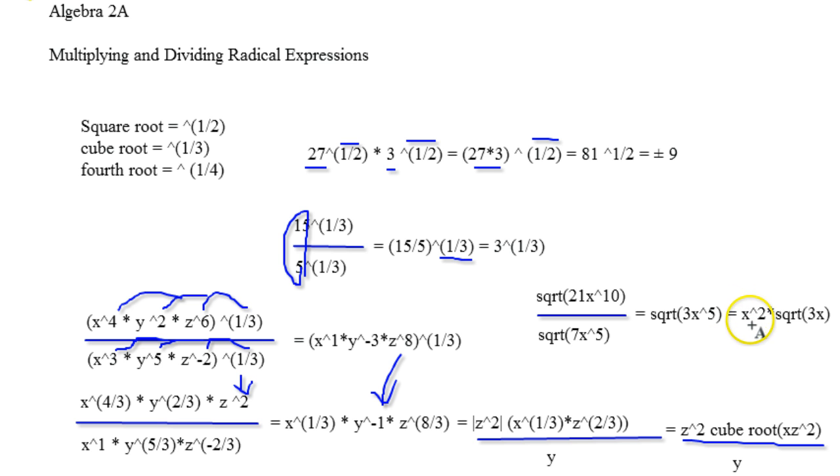Now the reason why I didn't put the absolute value bars around x is because it is squared, and squared takes care of it. Now if this was x cubed, I would need to put the absolute value bars around it. Okay. All right, but that's it for multiplying and dividing radical expressions. So please take your time on it and just remember your rules, especially for working with different types of roots. All right. Bye.